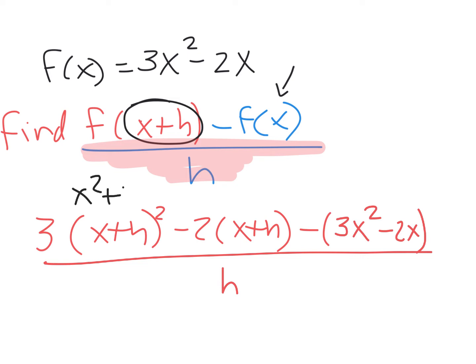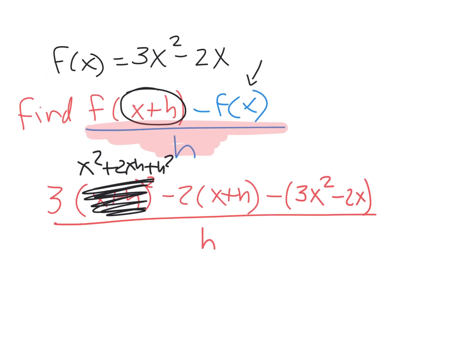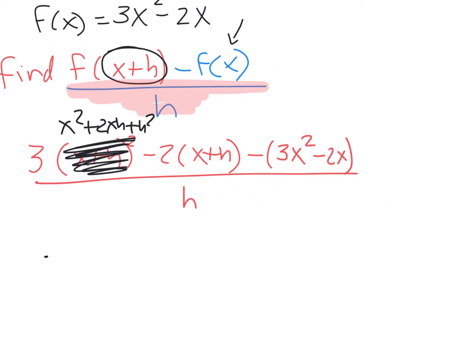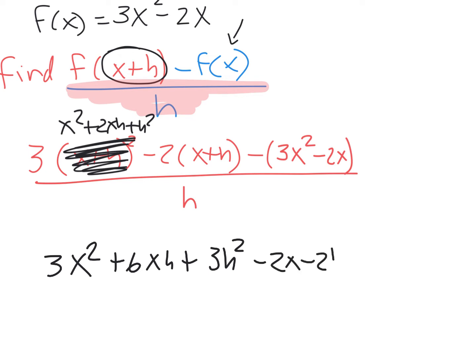x squared plus 2xh, or hx, plus h squared. And I'm putting that above this because that's the same as that. And then it's 3 times all of those things. So now I better not try to do too much at once. 3x squared plus 6xh plus 3h squared minus 2x minus 2h minus 3x squared plus 2x.